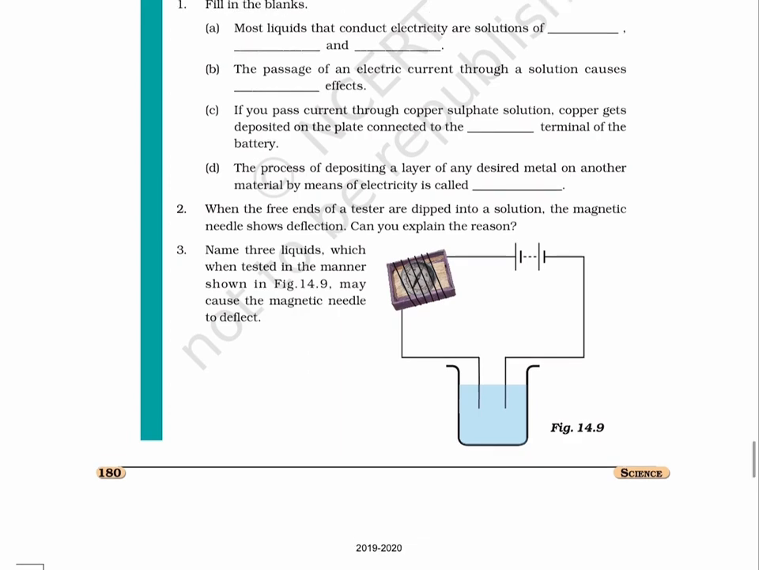2. When the free ends of a tester are dipped into a solution, the magnetic needle shows deflection. Can you explain the reason? 3. Name 3 liquids which, when tested in the manner shown in figure 14.9, may cause the magnetic needle to deflect. Page 181. 4. The bulb does not glow in the setup shown in figure 14.10. List the possible reasons. Explain your answer.